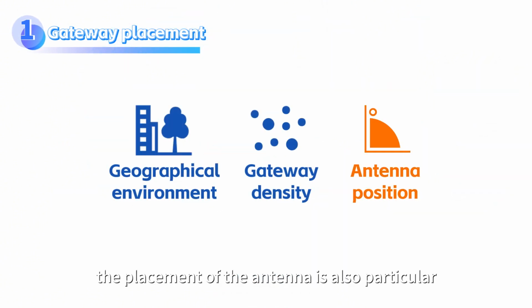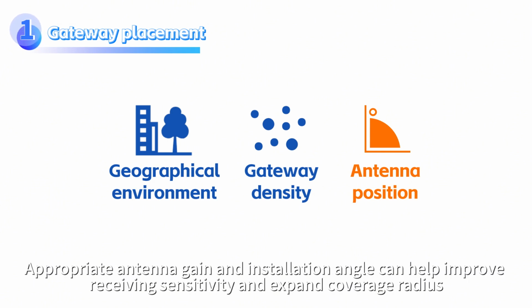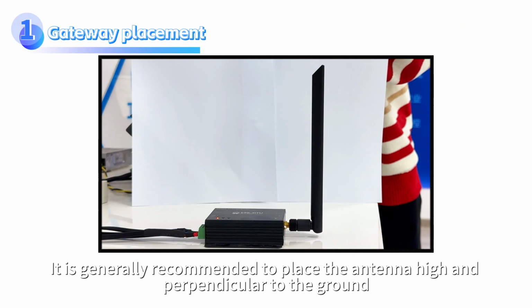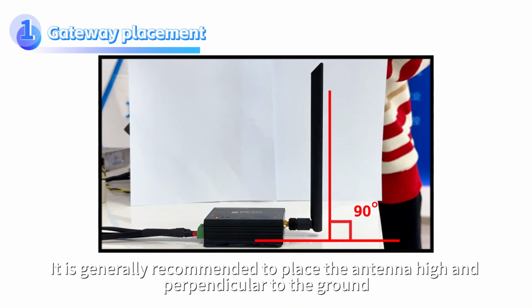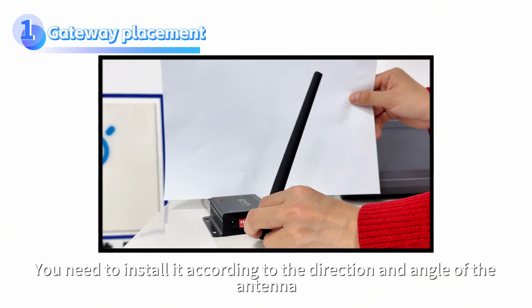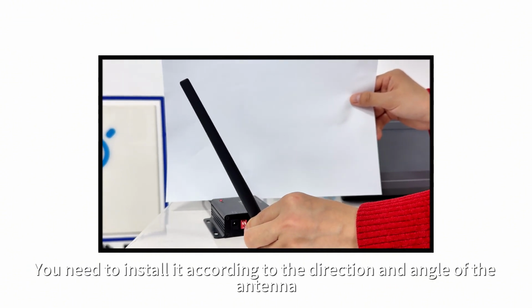Finally, the placement of the antenna is also particular. Appropriate antenna gain and installation angle can help improve receiving sensitivity and expand coverage radius. It is generally recommended to place the antenna high and perpendicular to the ground. If a directional antenna is used, you need to install it according to the direction and angle of the antenna.